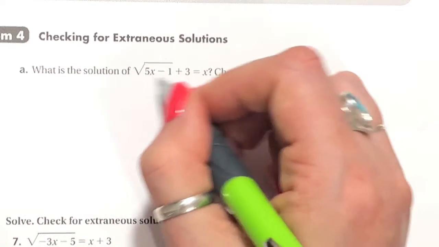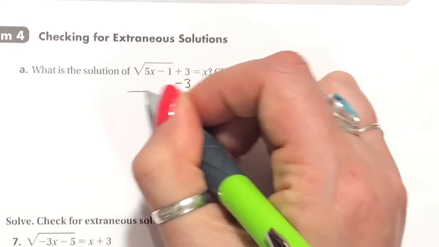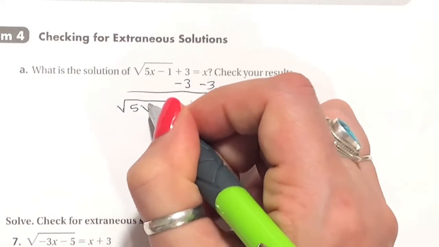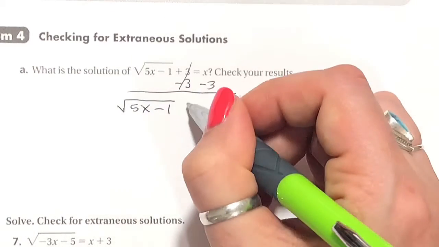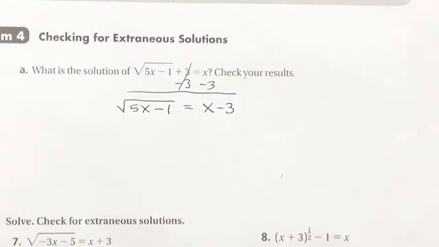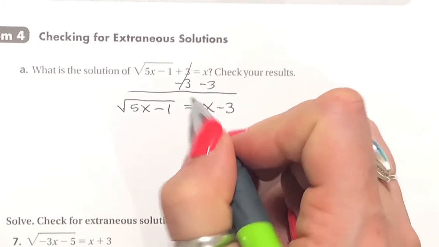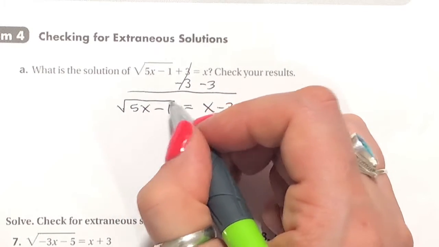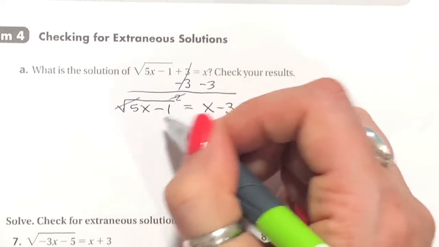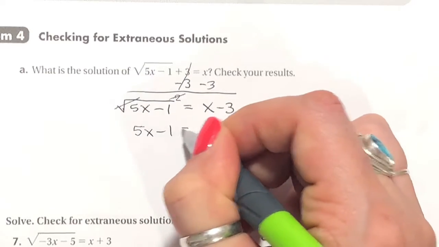We still want to get this x out of the square root. To do that, the first thing I would need to do is get rid of this plus 3 by subtracting 3 from each side, which leaves me with the square root of 5x minus 1. Those cancel, but then I have x minus 3 over here. So now, again, we're still just focusing on this x. Don't worry about this one. We need to get rid of the square root by squaring, so that square root and the square cancel, and we get our 5x minus 1 by itself.